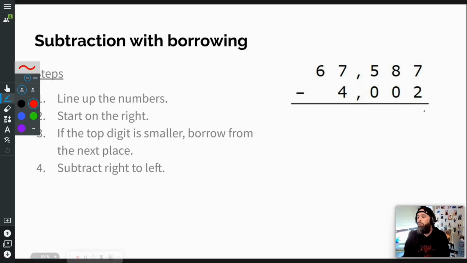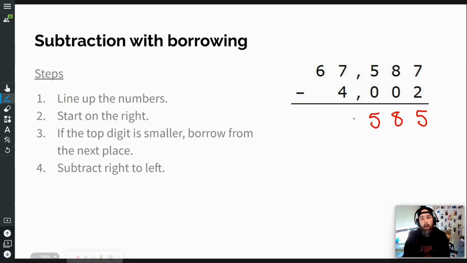7 minus 2 is 5. Write it underneath the line. 8 minus 0 is 8. 5 minus 0 is 5. 7 minus 4 is 3. And 6 minus nothing is 6. Bring down your comma. And 67,587 minus 4,002 is 63,585.